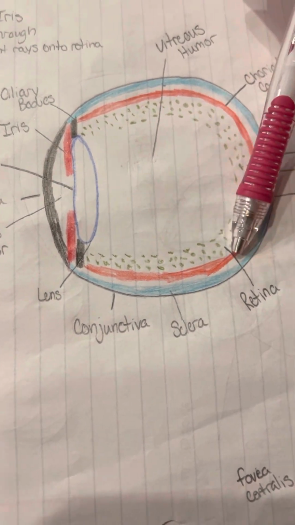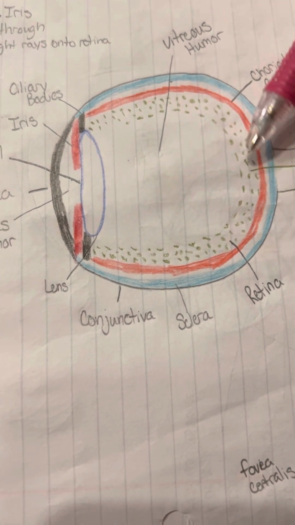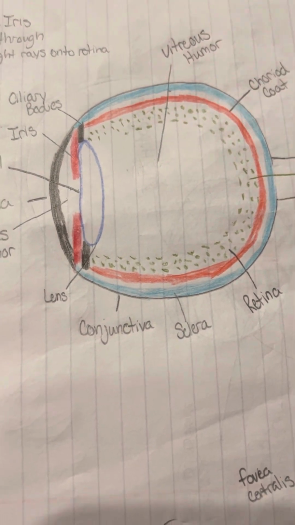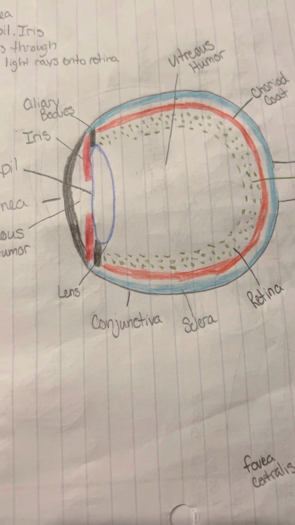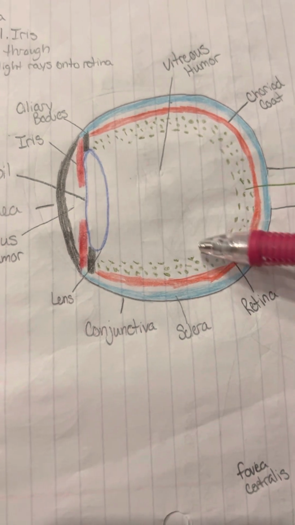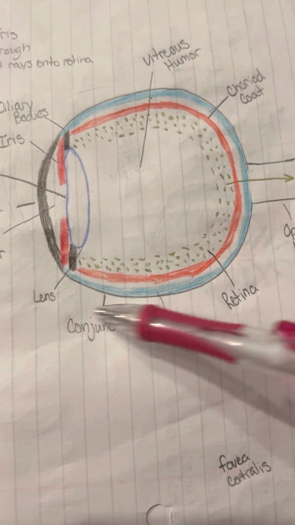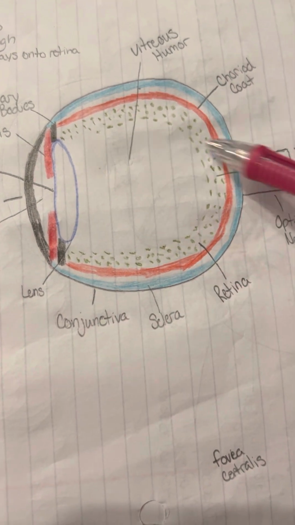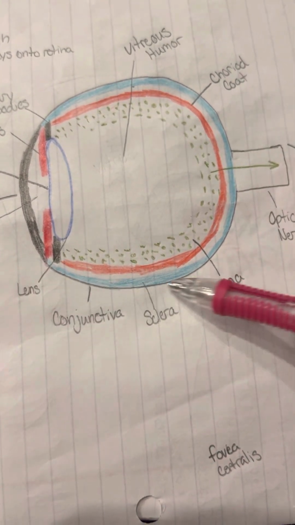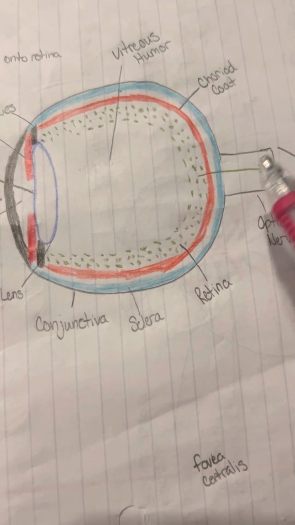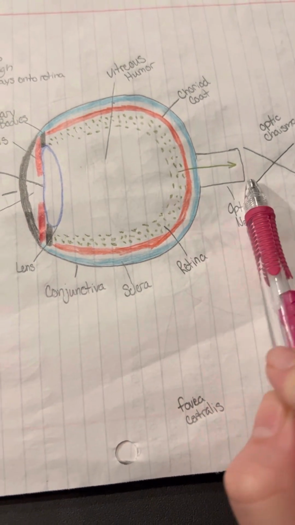So the innermost layer would be the retina. This is filled with photoreceptors, like cones and rods, to help us decipher what we are seeing. Then we have the choroid coat, and then we have the sclera. This bottom part here is called the conjunctiva. And then back here we have the optic nerve.